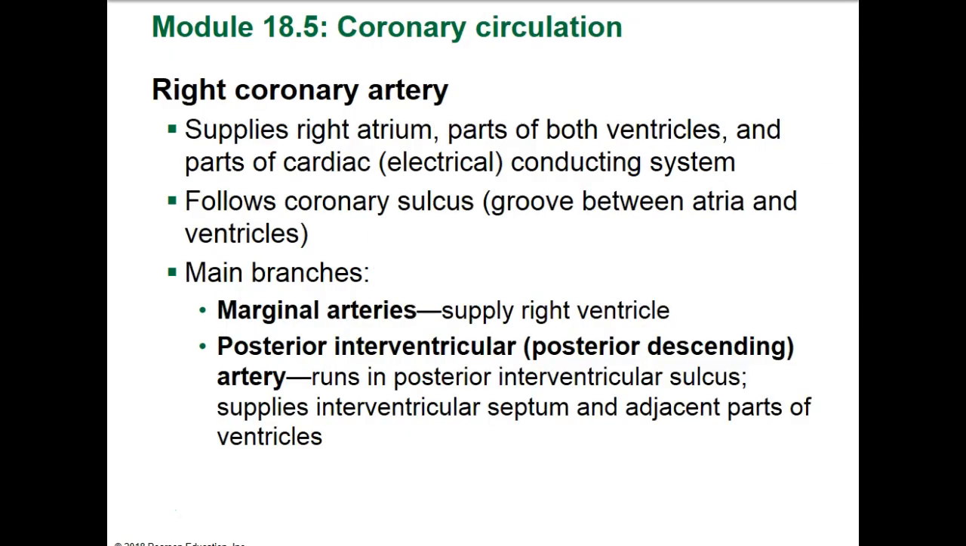And let's look at the different coronary arteries. The right coronary artery supplies the right atrium, parts of both of the ventricles, parts of the cardiac conducting system. It follows the coronary sulcus, which is the groove that goes between the atria and the ventricles. And it branches. The main branches are the marginal arteries that supply the right ventricle, and the posterior interventricular artery, which is the posterior descending artery. It runs in the posterior interventricular sulcus, and it supplies the interventricular septum and the adjacent parts of the ventricles.